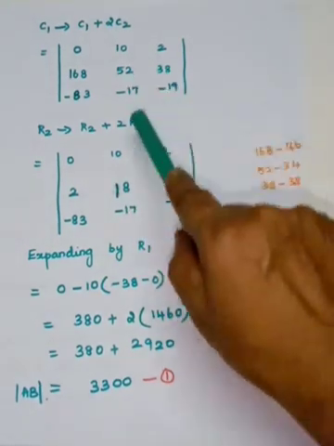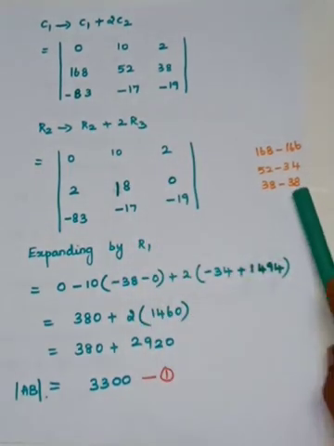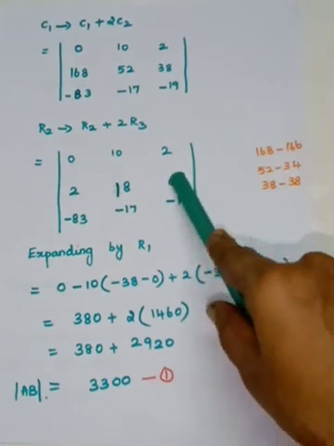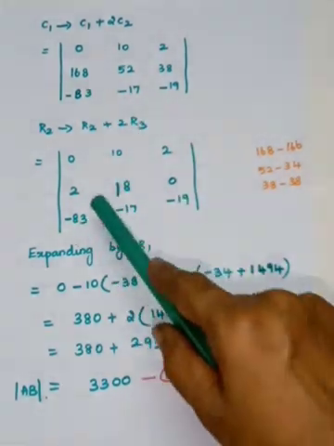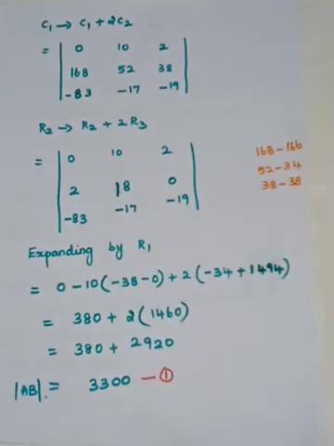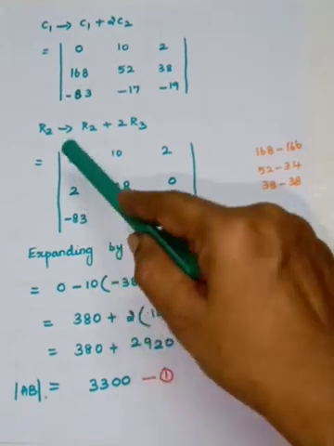And 38. So minus 19 into 2 is minus 38. So 38 minus 38, it is 0. And you will have here. So this alone is a bigger entry, only one, so we can manage. So expanding by R1. The first entry is 0. So you just leave that.